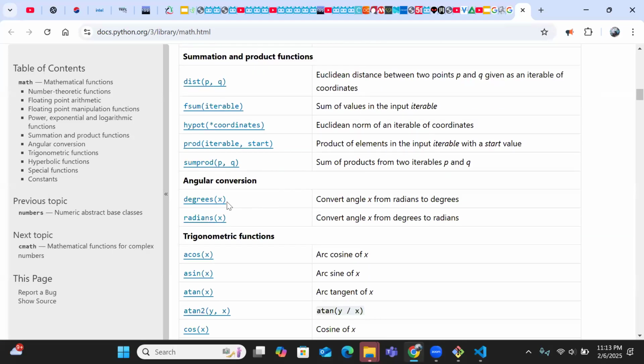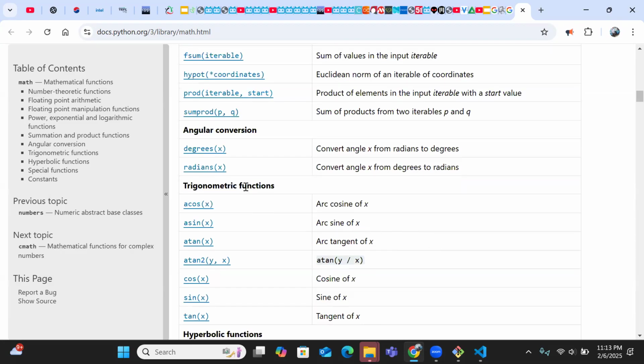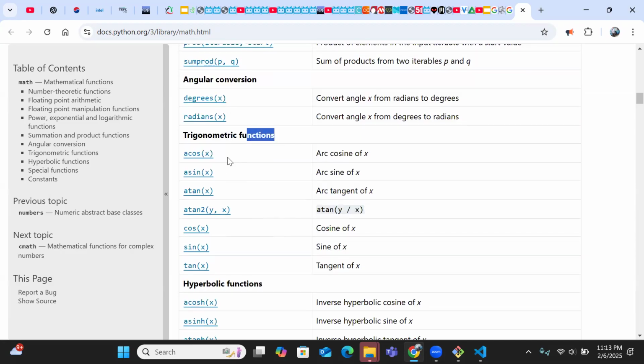Hypotenuse, there are others. Degrees to radian. Actually, there is an easier way. Convert angle x from radians to degrees. Can you see that, guys? Yes. Radians converts an angle from degrees to radians. Then trigonometry, we had looked at some of them. Cosine, sine, tan, and then the arc cos, arc tan. Arc cos is just 1 over cos x. Arc sin is 1 over sine x. Arc tan 1 over, you know.